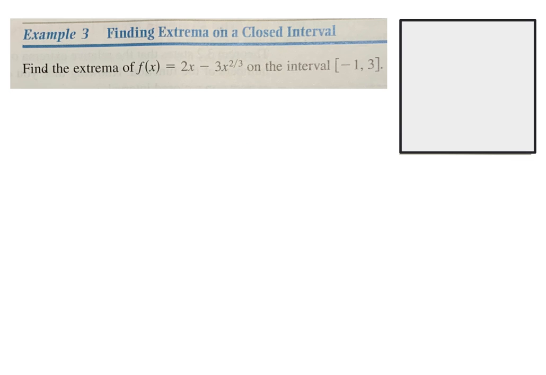So my first step is to find my critical numbers, which means I need to find my first derivative. So I am going to, first step, find my first derivative. Derivative of 2x is just 2. 2/3 times 3 is 2x to the negative 1/3. Okay?